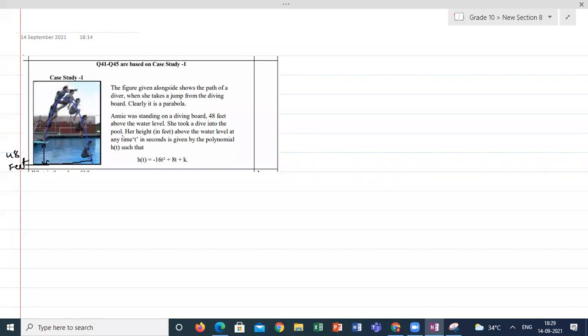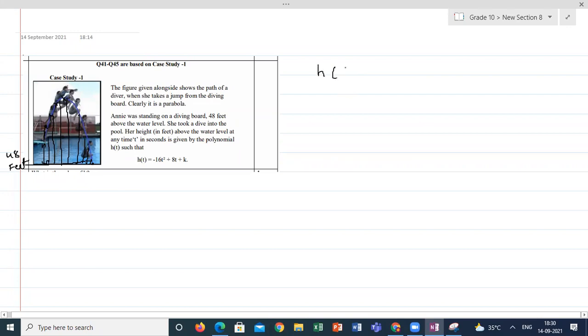She took a dive into the pool. Her height is in feet. Height above the water level at any time t seconds is given in this equation. That means she is jumping like this. So she is increasing height. At this point, she is here. I'm taking the whole body of this lady as a point size. See, height is increasing. At this point, this is the height. And slowly it is decreasing, it reached here. So with respect to time, the height is increasing. After that, the height decreased and went to zero with respect to the water.